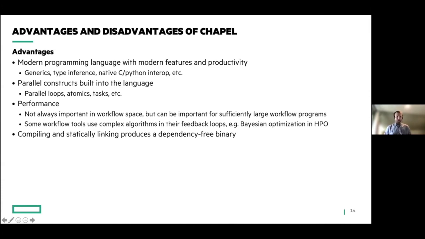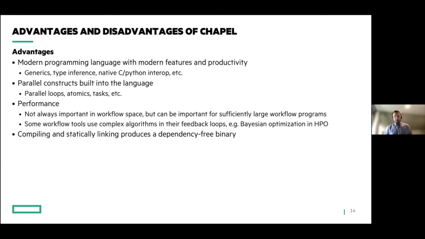So to summarize here, I want to talk about advantages and disadvantages of using Chapel for HPC workflow tools. So advantages: it's a modern programming language with modern features and productivity. It's got generics, type inference, native C, Python interop, and Fortran, which I haven't used much myself. But you name it, your favorite feature there. Parallel constructs built into the language make it really easy to write a lot of these patterns that I've shown.